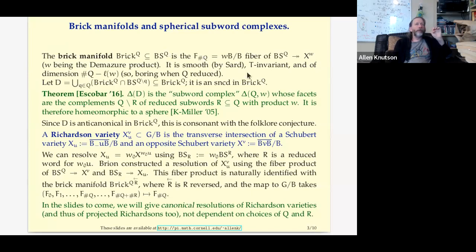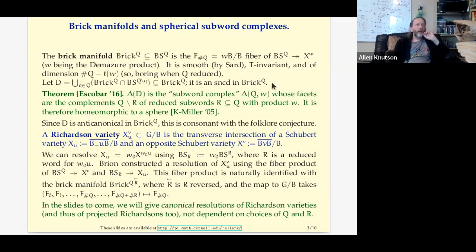So if you take this fiber, it is a general enough fiber of this map that it will also be smooth. So it's torus invariant, it's smooth. You can intersect the SNCD, the boring SNCD we have on BSQ, with this fiber, and you get an interesting SNCD in the brick manifold.